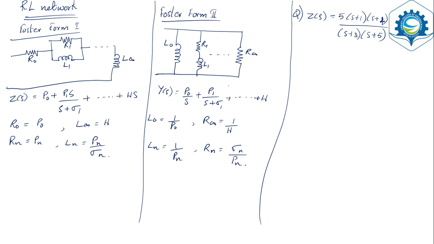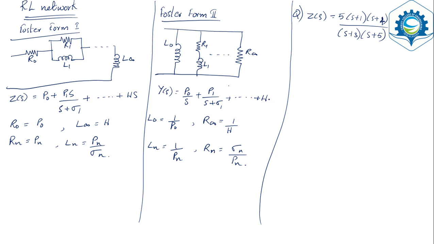Now one thing that you have to note is that P0 over here is actually a constant. It is not a coefficient of any value of S, it is a constant, and H is the coefficient of S. Okay, H is the coefficient of S. And if you are considering the Foster form 2, you should note that P0 is the coefficient of 1 by S. Okay, P0 is the coefficient of 1 by S and H is the constant over here in Foster form 2.